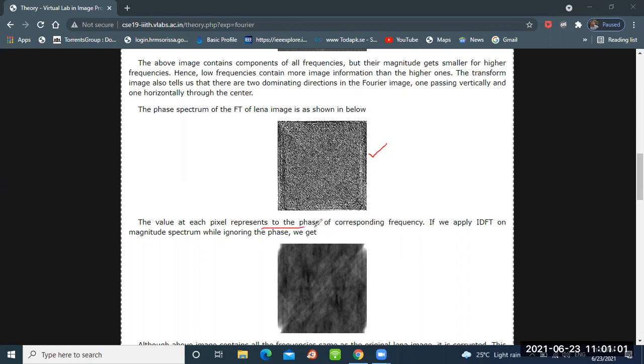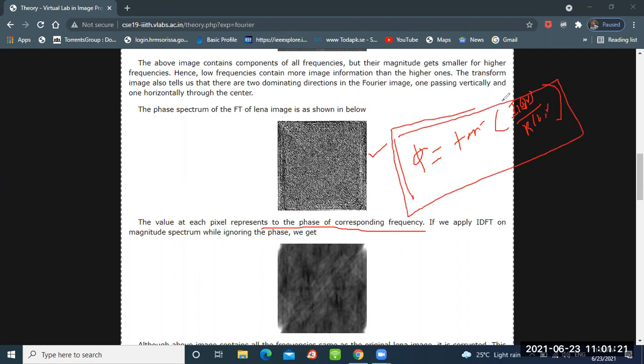So what is the phase angle? The phase angle is given by theta equal to tan inverse of the imaginary part of F(u,v) divided by the real part of F(u,v). This is the formula for finding the phase angle.